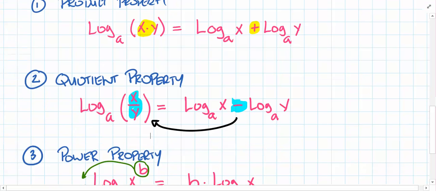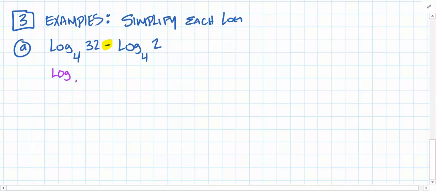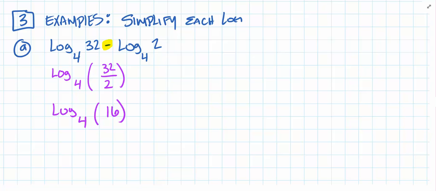So then we're going to say this. We can then say this is going to be equal to log base 4 of 32 divided by 2. So far, so good? Okay, so this is equal to log base 4 of 32 over 2, which is 16. No problem there. But log base 4 of 16, that's a number that we all know. Yeah, this is 2 because this says 4 to what power gives you back 16. So this thing simplifies down to 2.